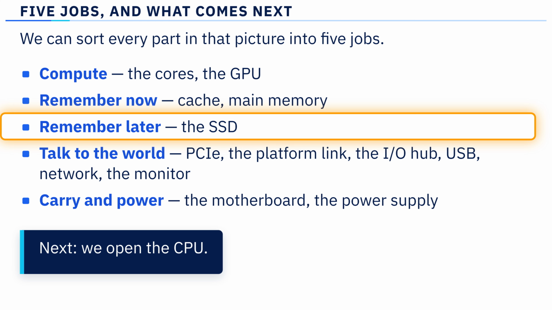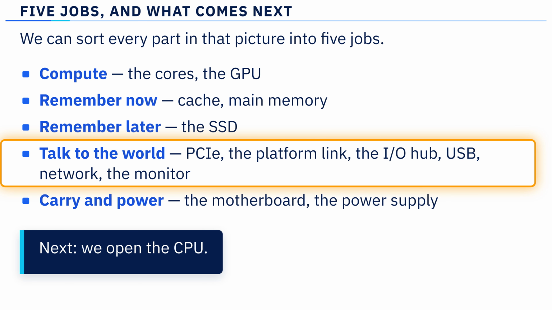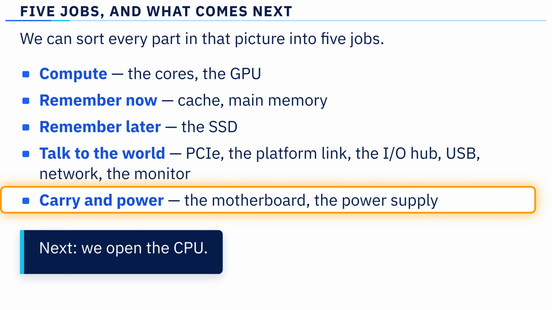Remembering now and remembering later are both their memory. A textbook counts those two as one. Talking to the world is their input and their output. That is 2 more of theirs. Carrying and power is the one we added. Their 5 are all about handling information. The board and the power supply handle none of it. They carry and feed the parts that do.